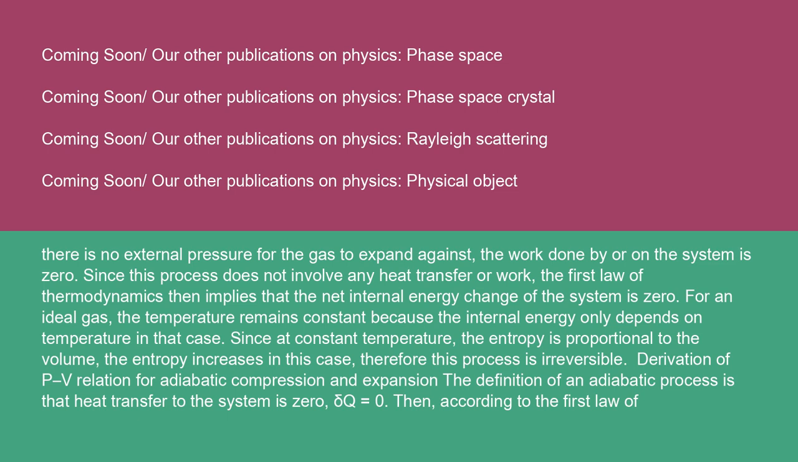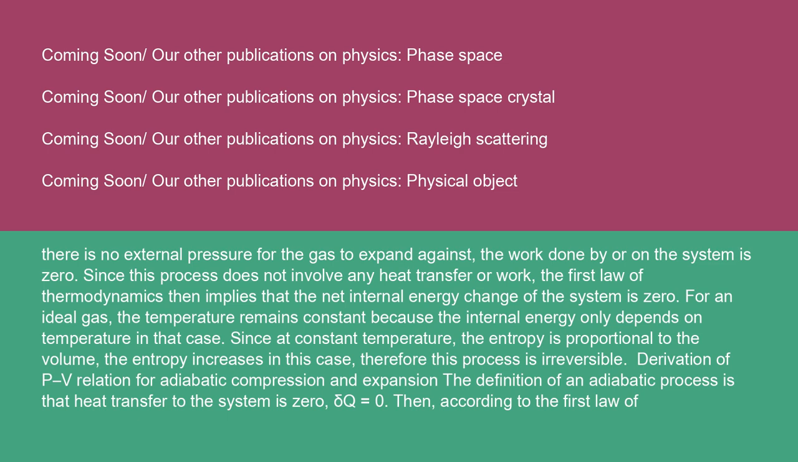For an ideal gas, the temperature remains constant because the internal energy only depends on temperature in that case. Since at constant temperature the entropy is proportional to the volume, the entropy increases in this case. Therefore, this process is irreversible. Derivation of P-V relation for adiabatic compression and expansion.